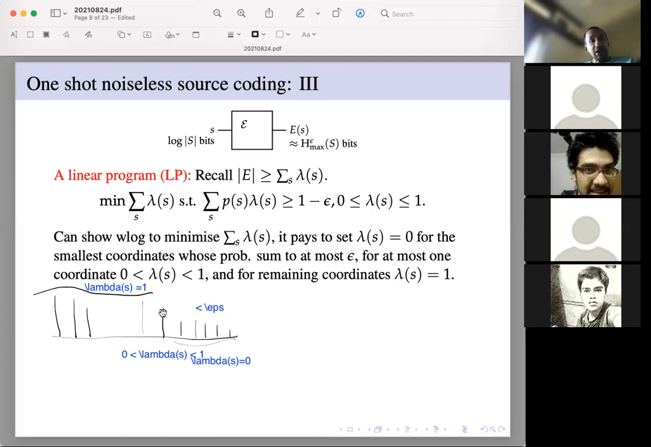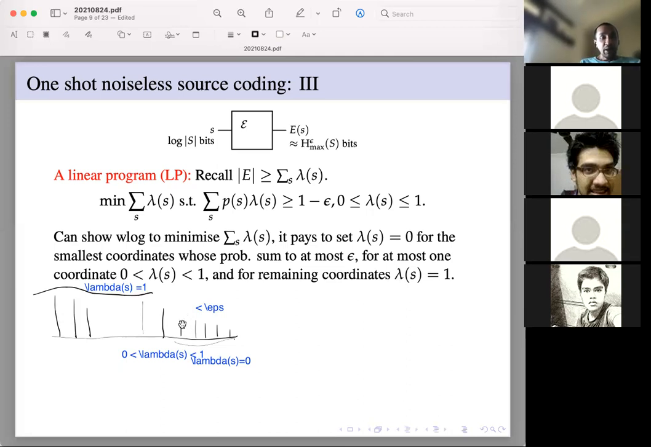So already this will be greater than or equal to summation PS lambda S, which I know is larger than or equal to 1 minus epsilon, right? Because the reshaped lambda S was still a feasible solution. We have seen that before. Okay. So what do I conclude?